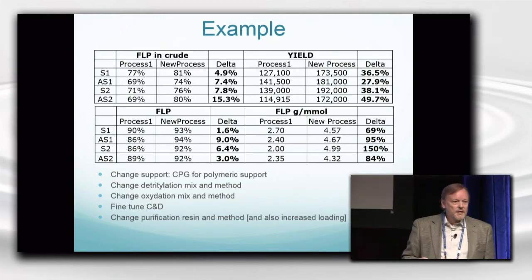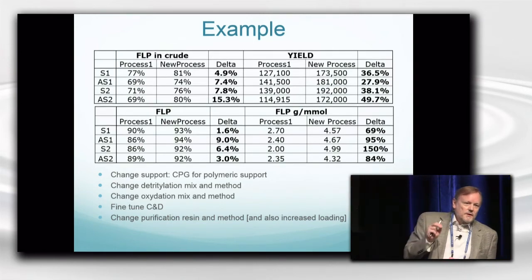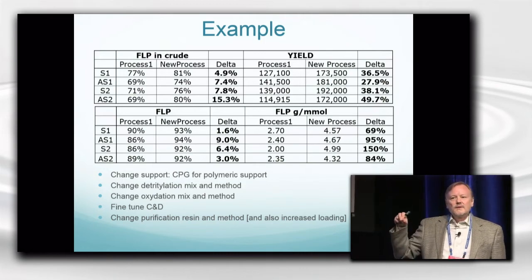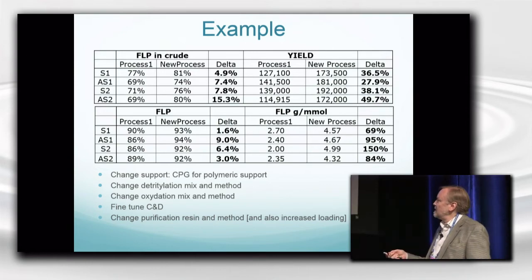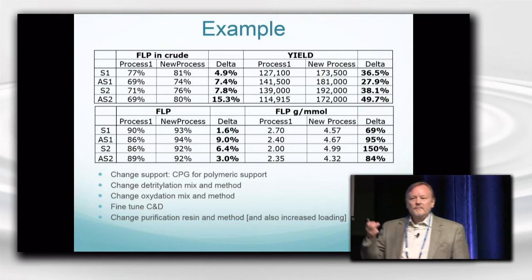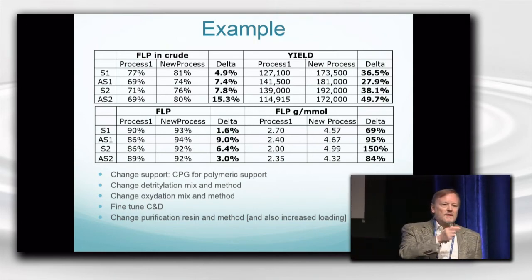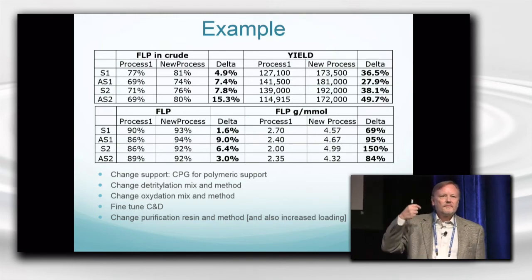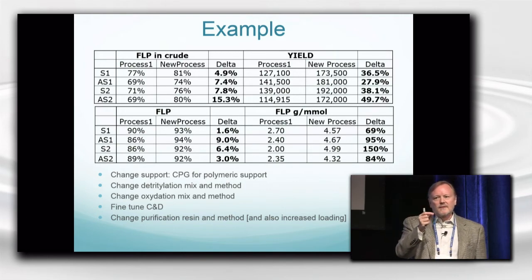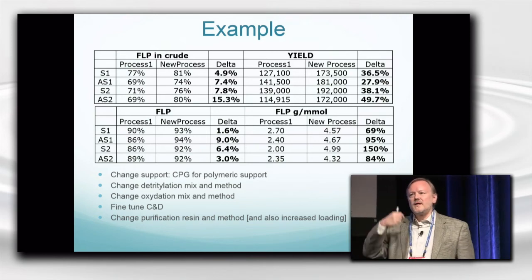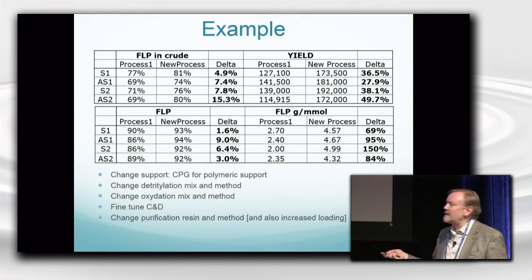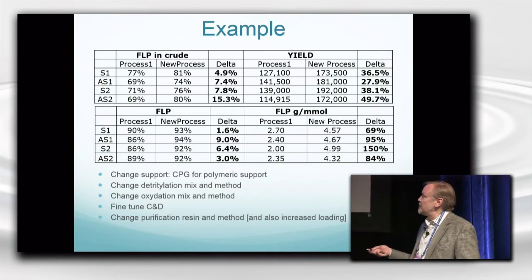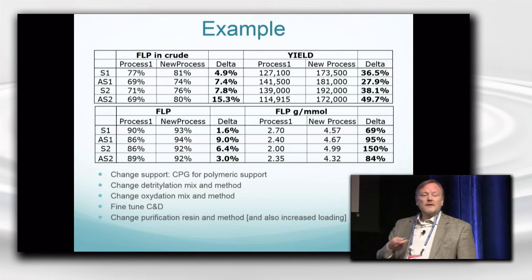Then we changed the detritylation mix, trying to reduce a little bit the cost, but mostly to use something that reduces as much as possible the risk of depurination during the synthesis. We also changed the oxidation mix to reduce the percentage of PO in the PS and to improve the oxidation. If you don't oxidize correctly, you will remove the base during the detritylation, and so to limit the N-1, N-2. We also worked a lot to fine-tune the cleavage and deprotections. And finally, we changed the purification resin and the method used to purify the oligo.